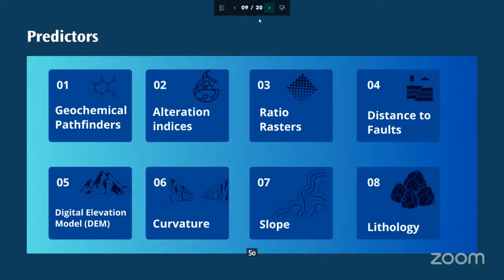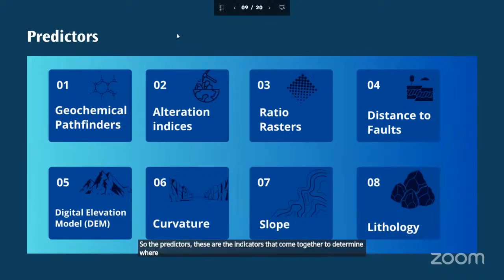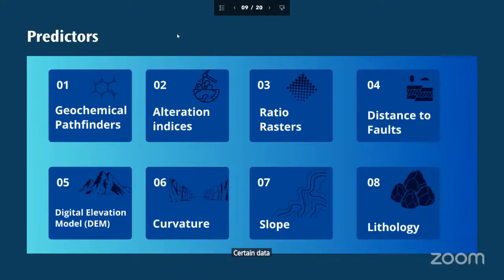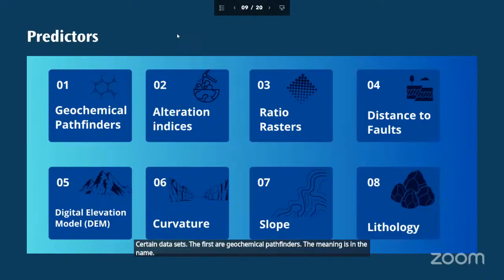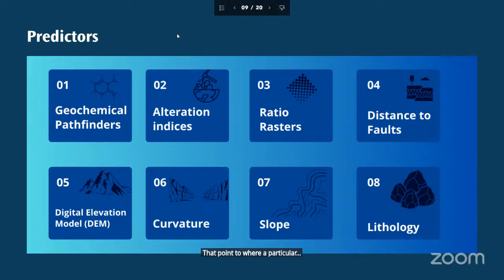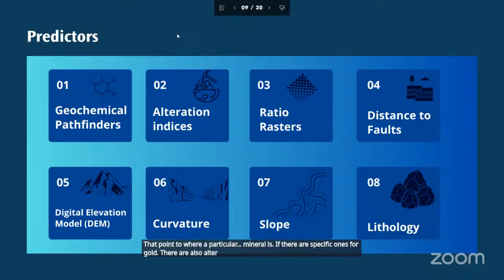So the predictors, these are the indicators that come together to determine where gold is. Certain datasets. The first are geochemical pathfinders. The meaning is in the name. They point to where a certain mineral deposit is. There are certain chemical compositions in the earth that point to where a particular mineral is, and there are specific ones for gold. There are also alteration indices.